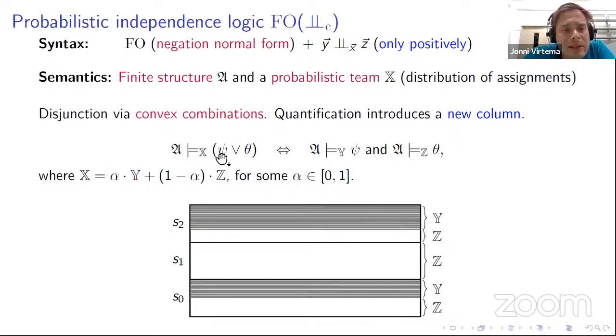And one interesting part here is that the disjunction is defined with respect to convex combinations, and that somehow brings it close to separation logics, where you have the separating conjunction. And quantification, you just add a new column and do that. So essentially in this probabilistic setting, our formulae then give properties of this kind of distributions of data.